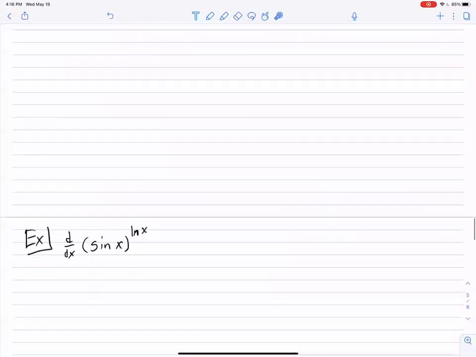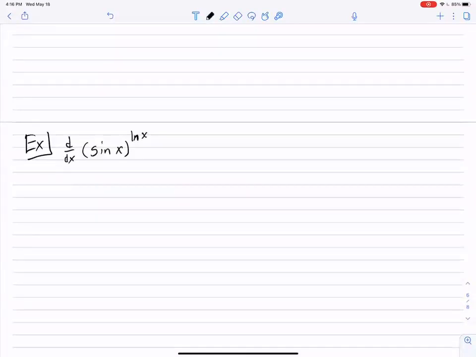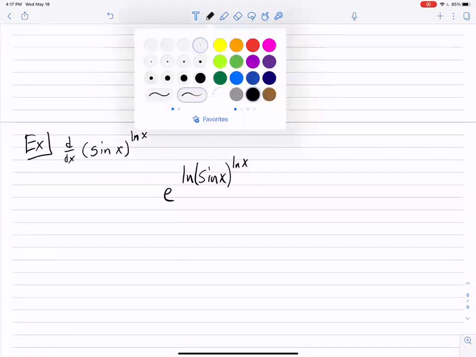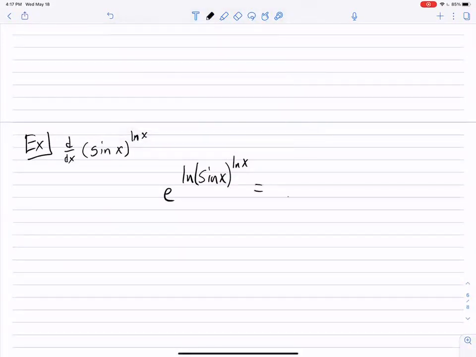Let's do one more example kind of like that. How about sine of x to the natural log of x? How would we do this? So again, we're going to replace sine of x to the ln of x. We're going to take the natural log of it first, and then raise it to the e. And then bring the ln of x down. And so what does this become? This becomes e to the ln of x times ln of sine of x.